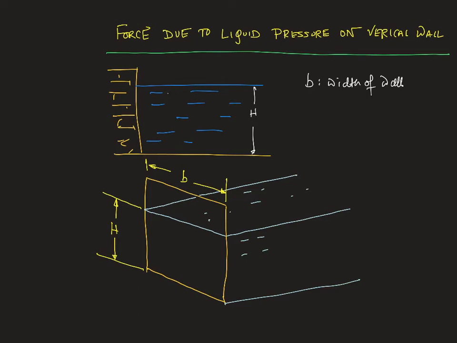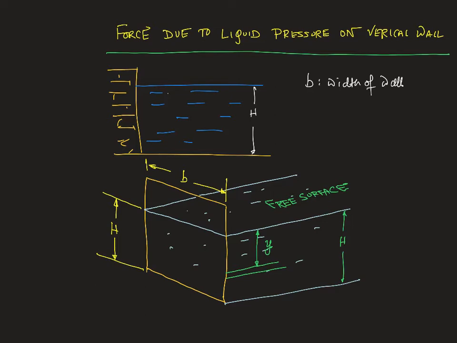So here we have to find the force exerted due to liquid pressure. We will not count the atmospheric pressure here. Force due to liquid pressure on the vertical wall. For calculating that, and this height is obviously h, we will consider a height y below the free surface of liquid. So this is the free surface, right? The top surface of the liquid is the free surface.